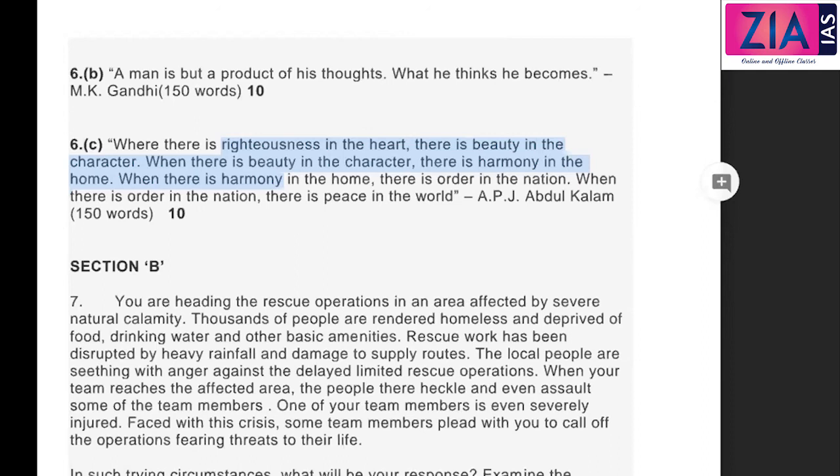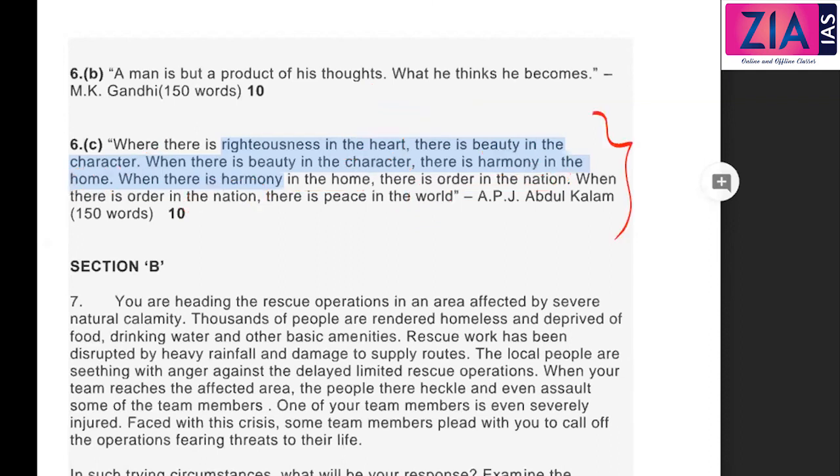So the next statement: where there is righteousness in heart, there is beauty in the character. So you see, the seed of peace is coming from where? Individuals' heart. So that leads to beauty in character. And then if there is a beauty in character, there is a harmony in home. And if there is a harmony in home, there is an order in the nation. And then in the world. So this is something again which you need to write from your side.